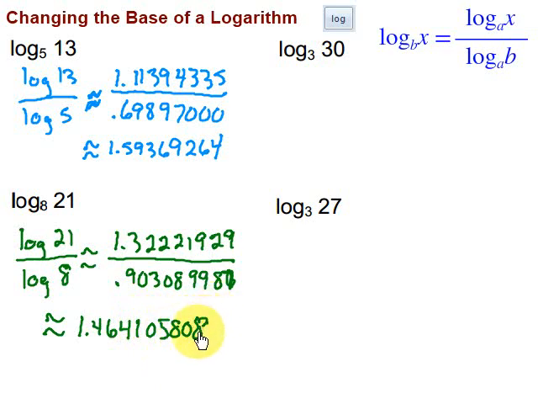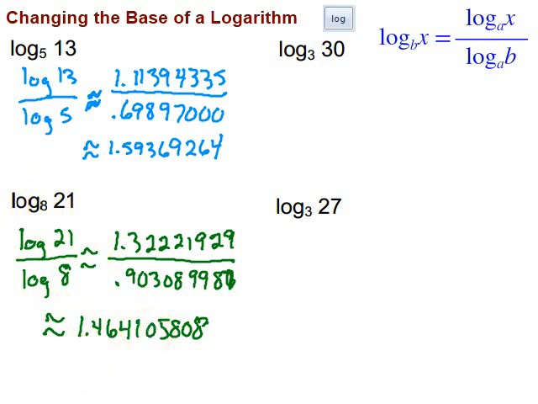Does it make sense? Well, we have the log base 8 of 21. 8 to the first power would be 8, and 8 squared would be 8 times 8, which is 64. So we need to be somewhere between 1 and 2. 1.46. Yeah, that falls between there. So that makes sense. Alright, let's try another one right here.